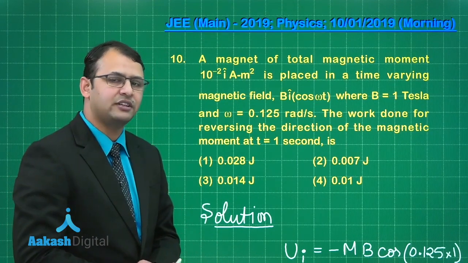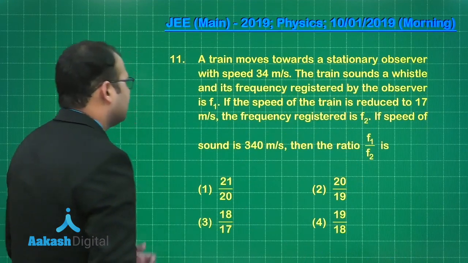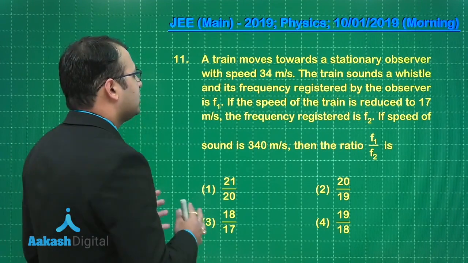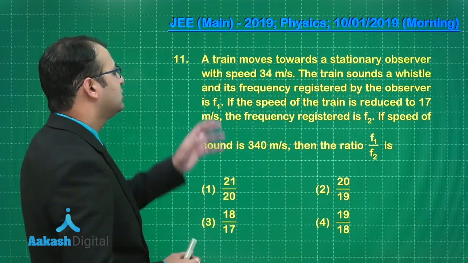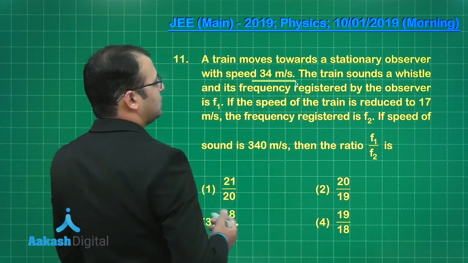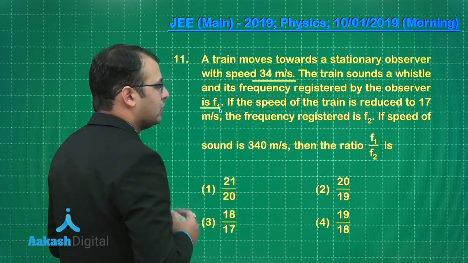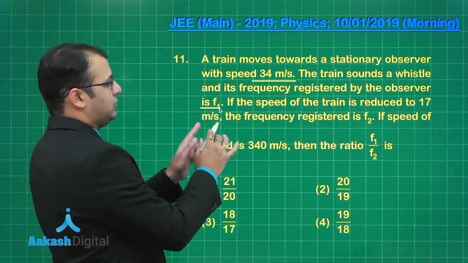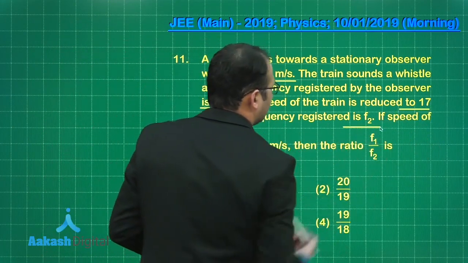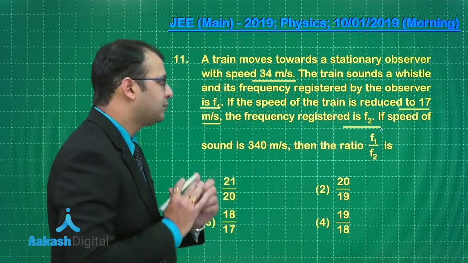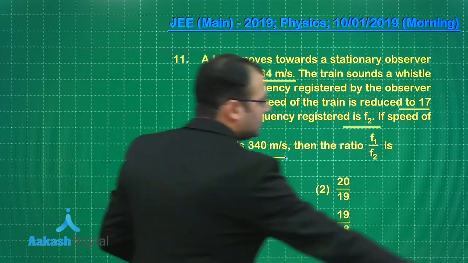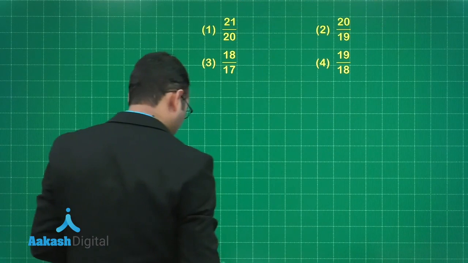Let's move ahead and start our next question. Question number 11. This question is from waves and basically the topic is Doppler effect. Here, the train moves towards the stationary observer with a speed of 34 meter per second. The train sounds a whistle of frequency registered by the observer as f1. So, this is the apparent frequency, not the actual frequency. If the speed of the train is reduced to 17 meter per second, then the frequency registered is f2. So, this is the new apparent frequency. If the speed of sound is 340 meter per second, then find the ratio of f1 and f2. It's a very easy and formula based question. Let's see how we can solve this.